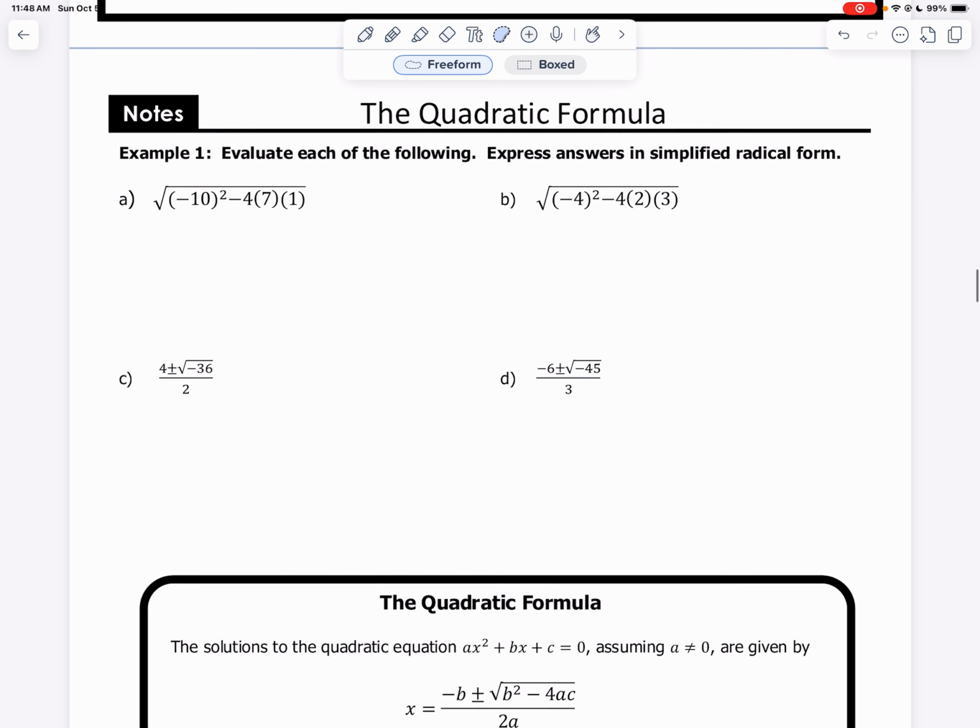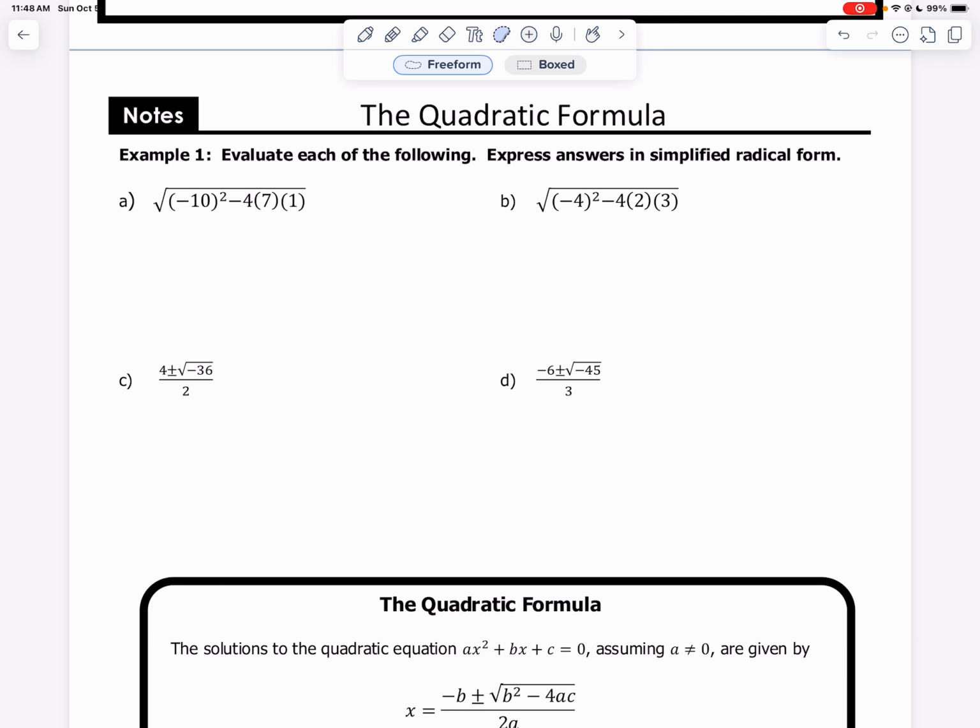In today's lesson, we will be using the quadratic formula to solve quadratic equations that have complex or non-real answers. Before we do, we need to review how to simplify radical expressions. So let's look at problem A. We have the square root of negative 10 squared minus 4 times 7 times 1. They want us to evaluate this expression and express our answer in simplified radical form.